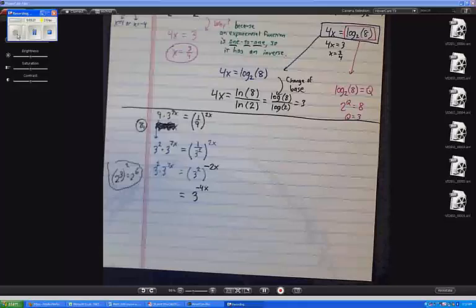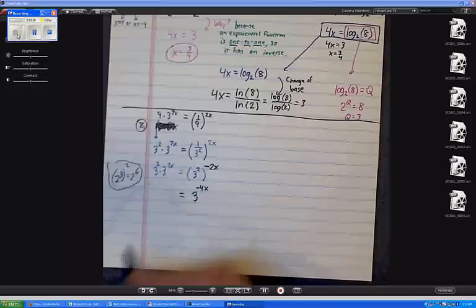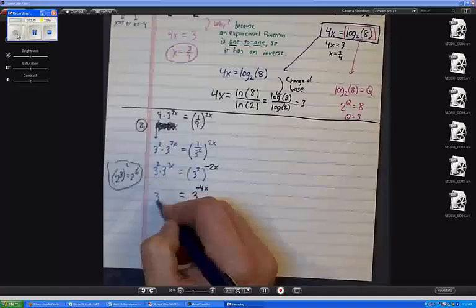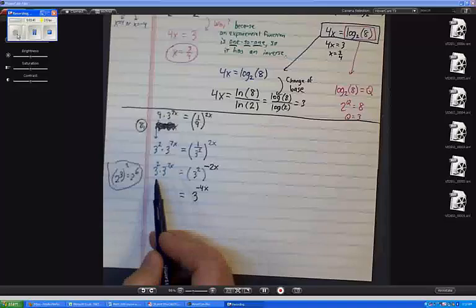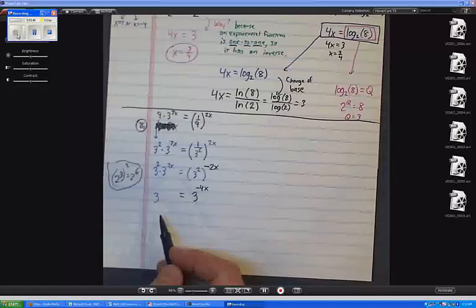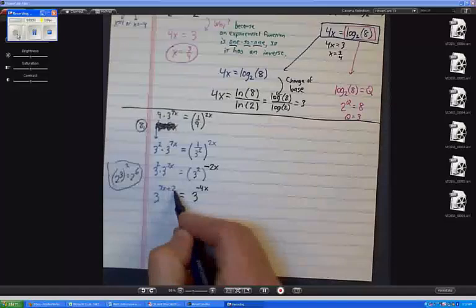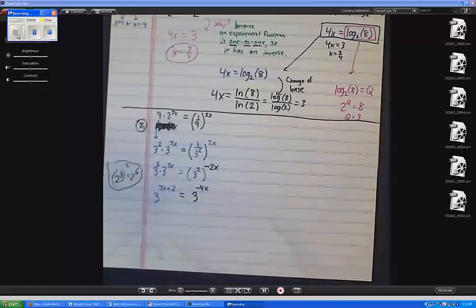But now I do want to do something to this left-hand side. Again, I want to use a rule of exponents. I'd like to just write it as 3 to some power. When I'm multiplying expressions with the same base, what do I do with the exponents? We add them. And so you know what this is going to become? 7x plus 2, because I add the exponents. Okay? So number 8 is kind of nasty.